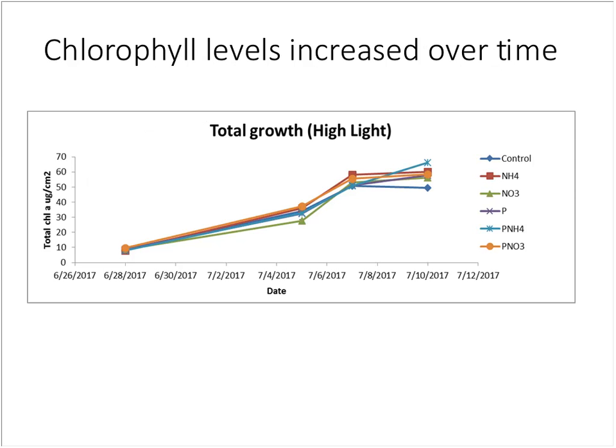So this graph shows that chlorophyll levels increased over time in our highlight treatment. At the bottom, you can see the date and just how the time progresses. Each of these sets of dots is a day when I used the fluoroprobe to test my pots. And then on this side, you can see the total chlorophyll concentration.